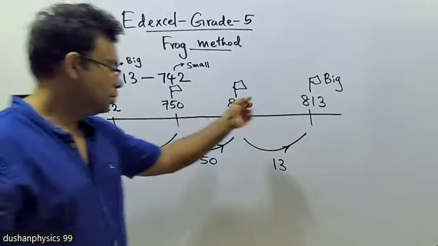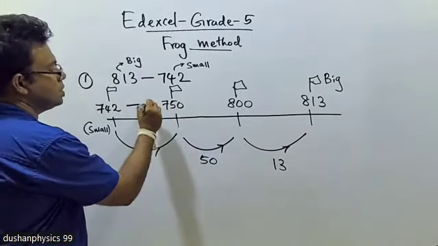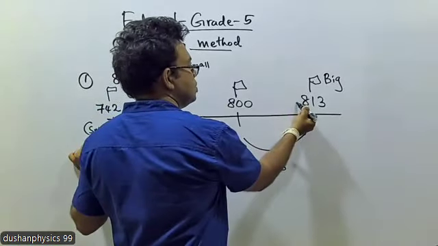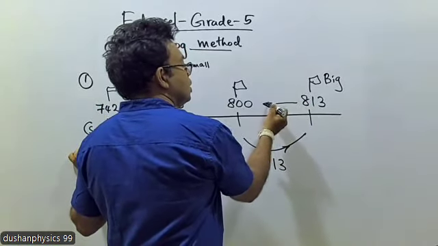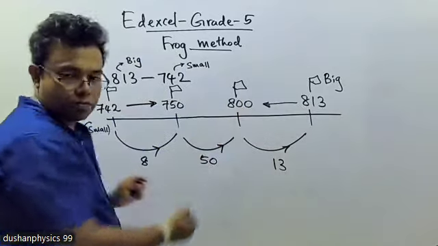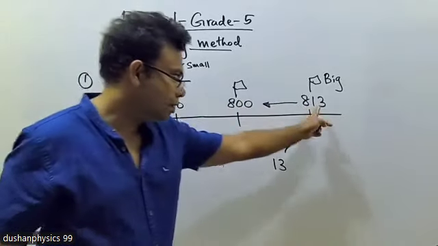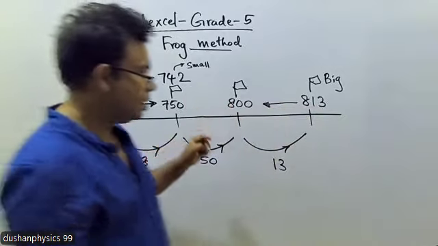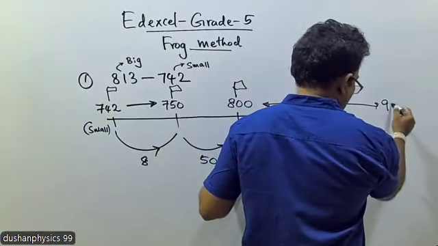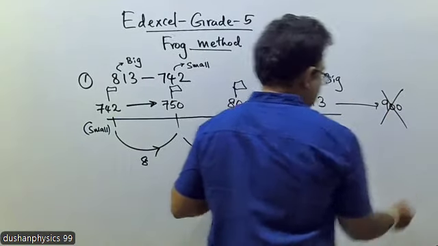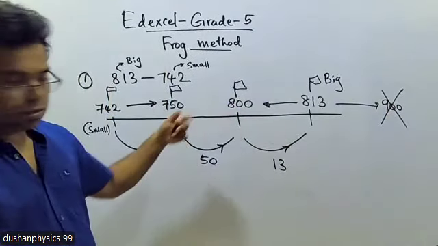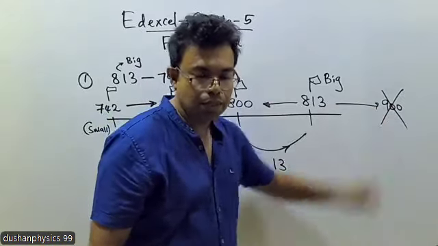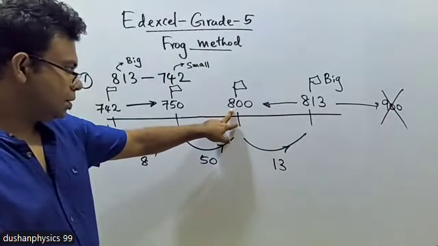Then think from the other side now. From the right hand side, what is the closest hundreds value to 813? The closest hundreds here is 800. Can I take 900? No. You can't take 900 because we have to go backward now. That's why I haven't selected 900. So come to 800.